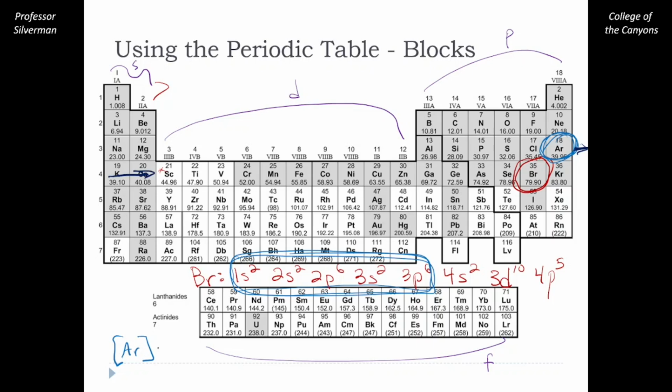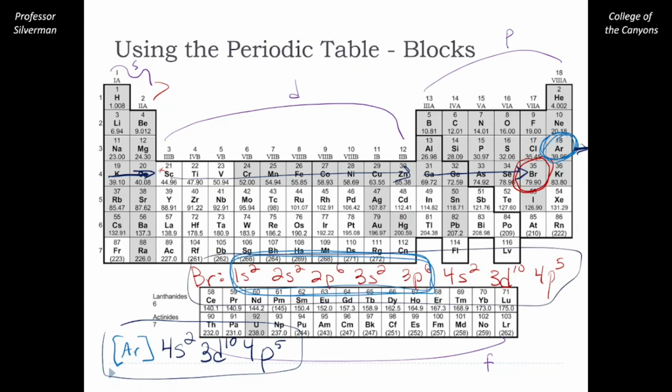Now we start with, after argon, period 4 on the s block, pass through 2 squares. This is the 3d area, pass through 10 squares. Now we get to the 4p area, pass through 5 squares. This is the same answer as this. We've just used a nice abbreviation to make our life a little bit easier.